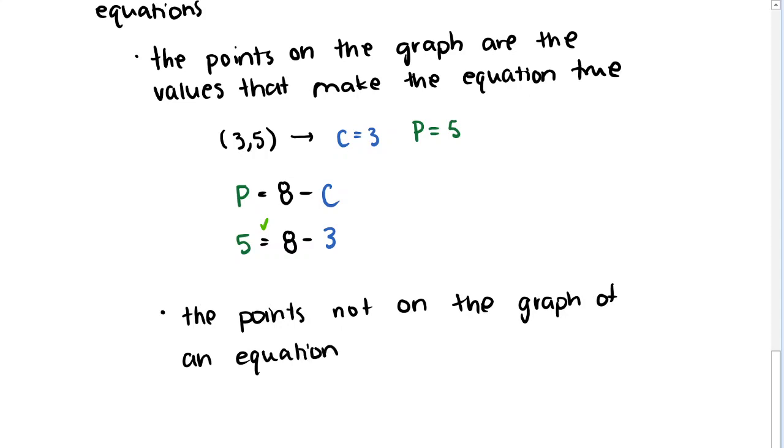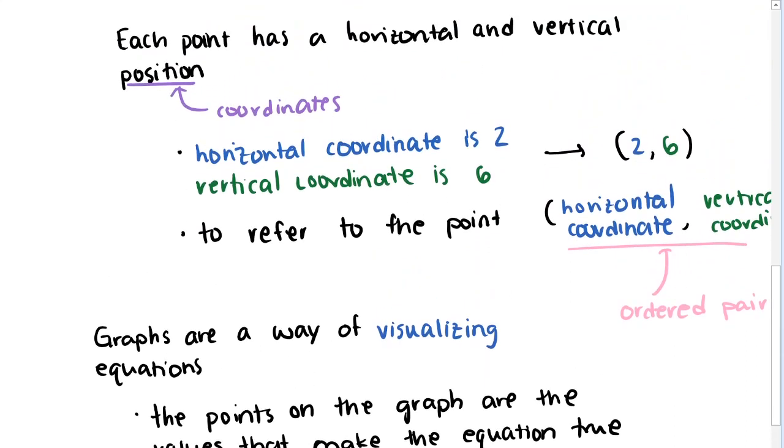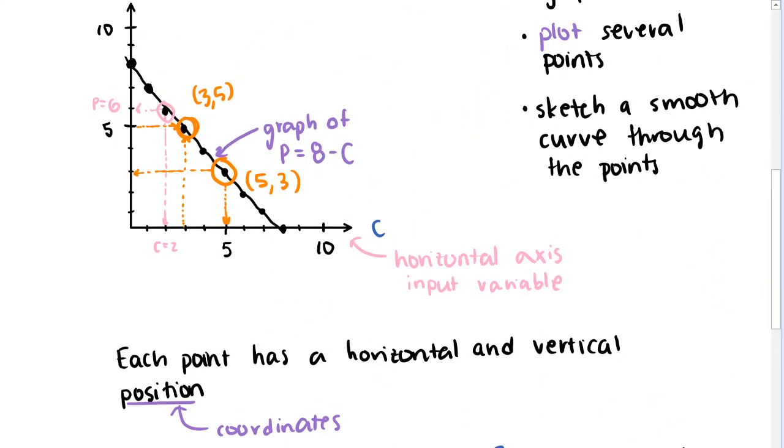So the point's not on the graph of an equation. These points don't make the equation true. So if we go back up to our graph above and we look for a point that's not on the graph, maybe I'll identify this point 5, 6, right? So this is a point, it's not on the graph of our equation, that point 5, 6.